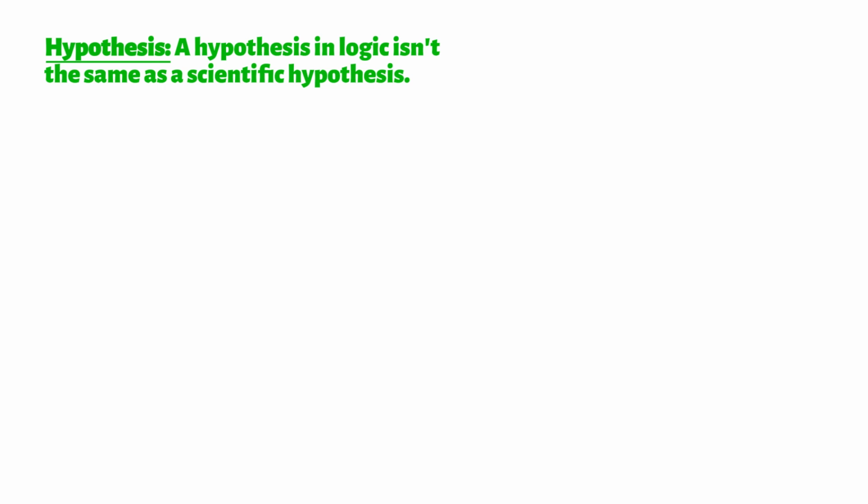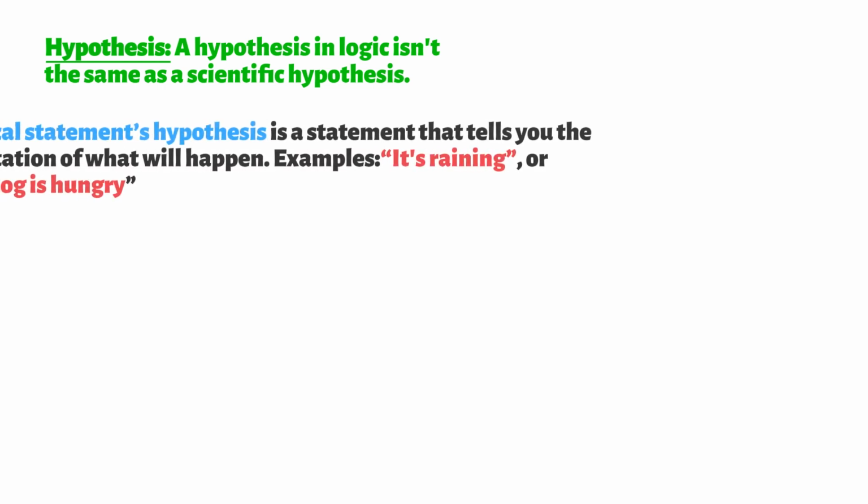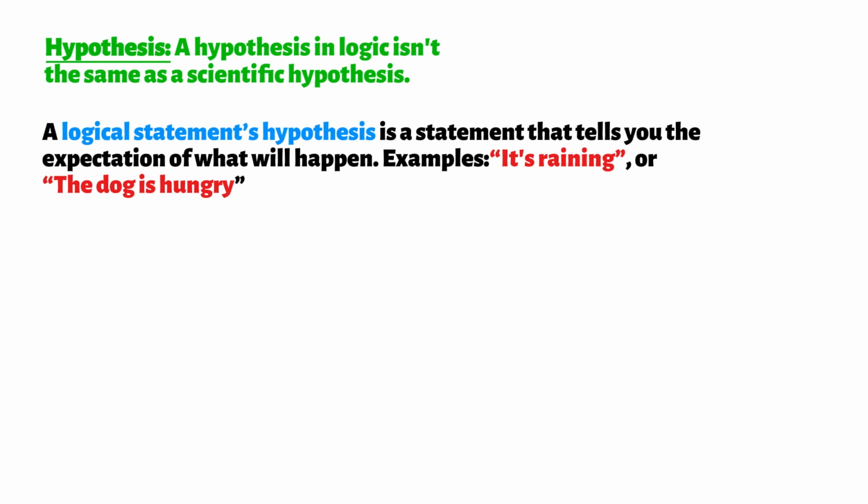Enter the hypothesis. A hypothesis in a logical statement differs from a scientific hypothesis, which gives an explanation. A logical statement hypothesis is a statement that tells you the expectation of what will happen. Example: it's raining, or the dog is hungry. That might not make sense in that example. Bear with me a minute.